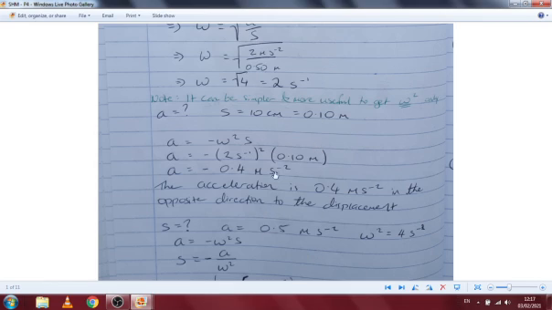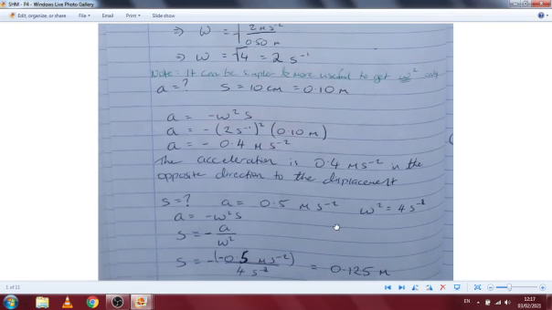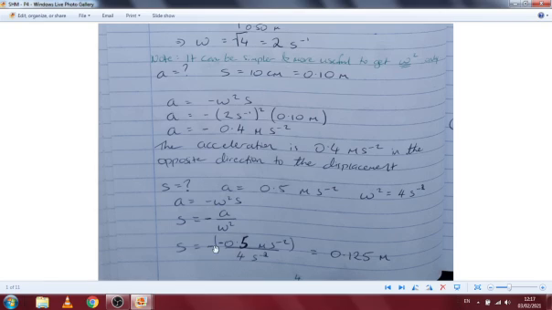Then in the third case, I'm asked to find the displacement when we have an acceleration of 0.5 meters per second squared. So again, I know what my omega squared is. I found that here. That is 4 per second squared. I know my acceleration. I want my displacement. So I take my basic simple harmonic motion formula. I divide both sides by minus omega squared. Again, you can drop the minus. It doesn't really matter. And then I substitute this in.